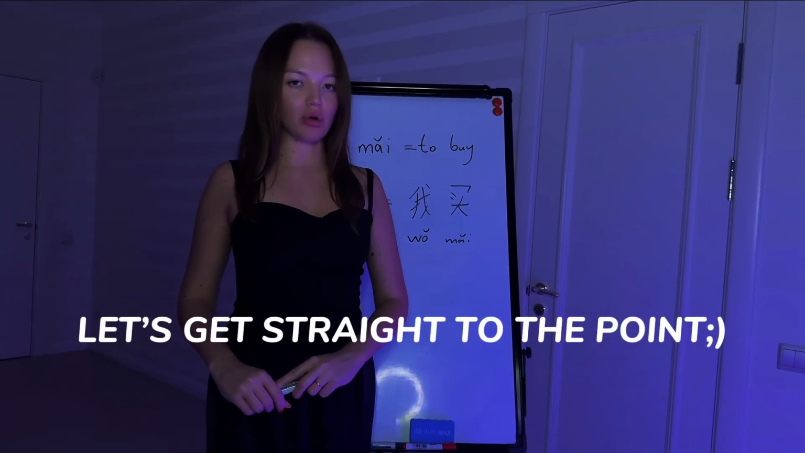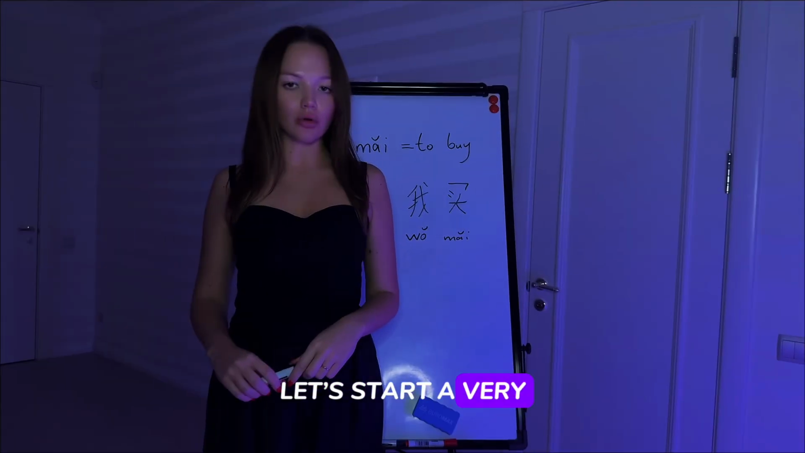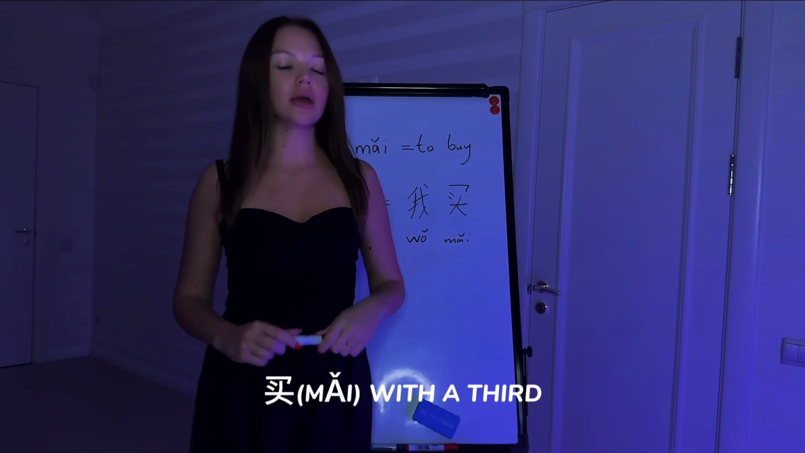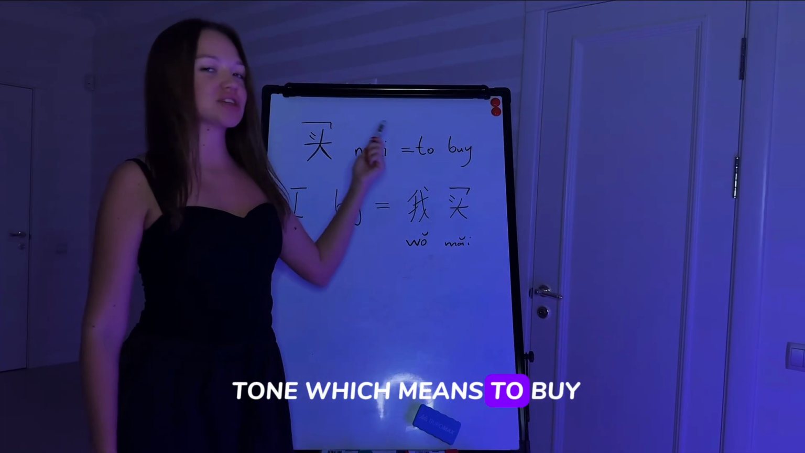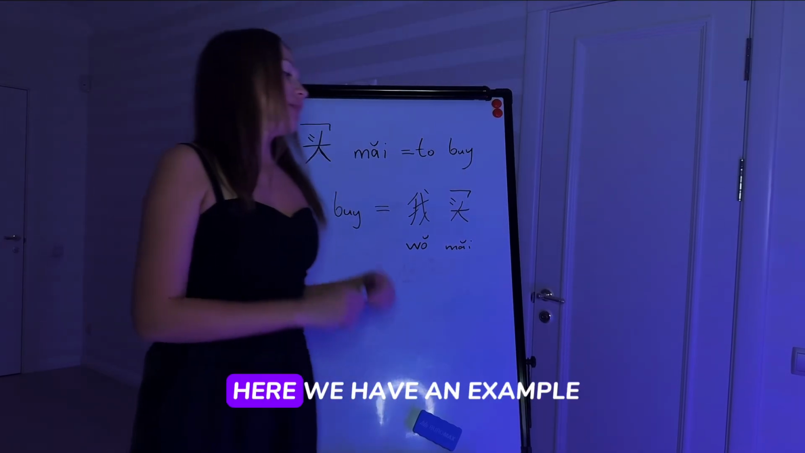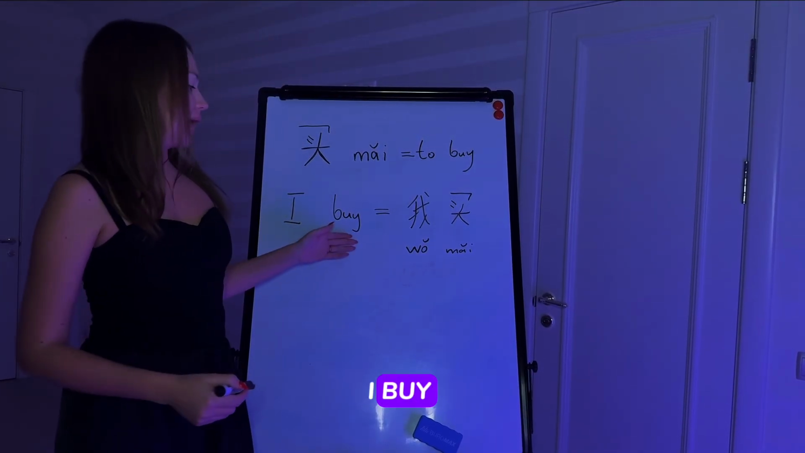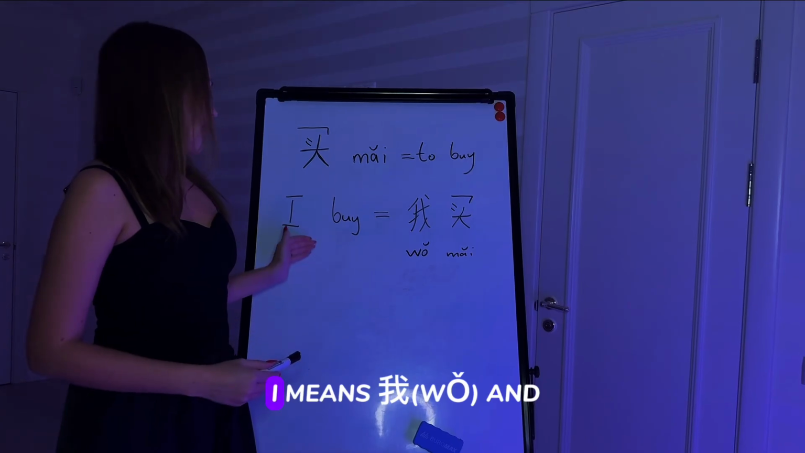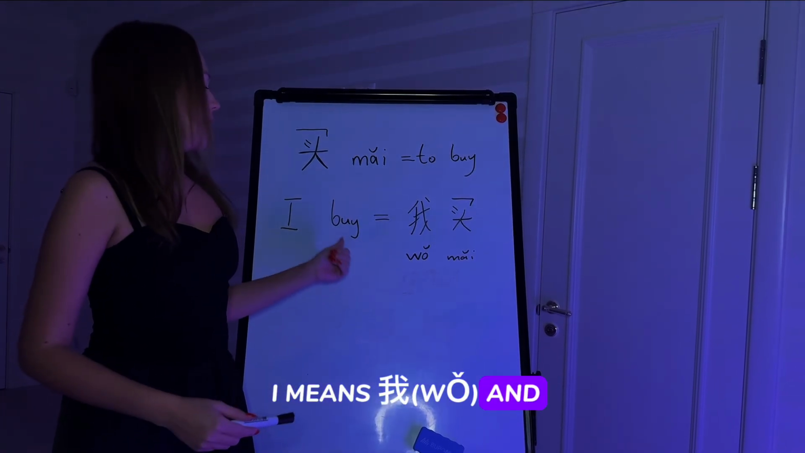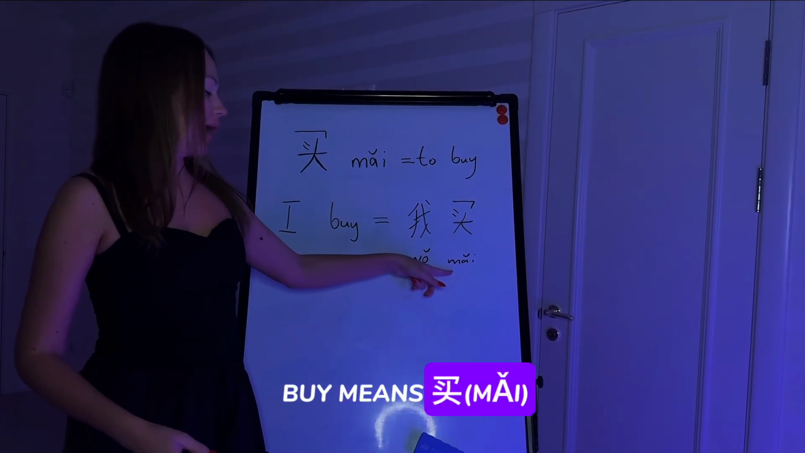Let's get straight to the point. Let's start with a very useful verb in Chinese, 买, with a third tone, which means to buy. Please have a look. Here we have an example, I buy. So, we know that I means 我 and buy means 买.